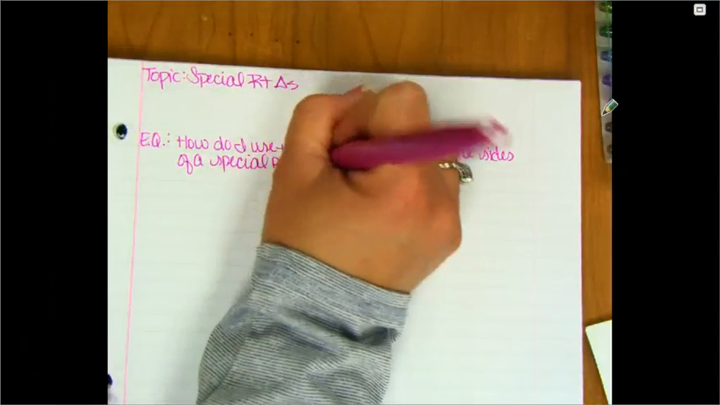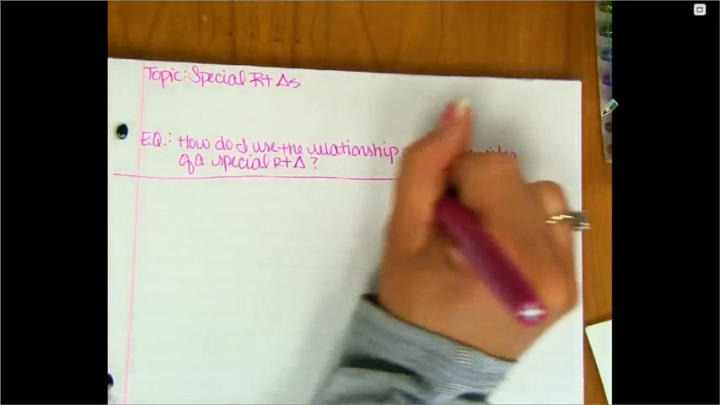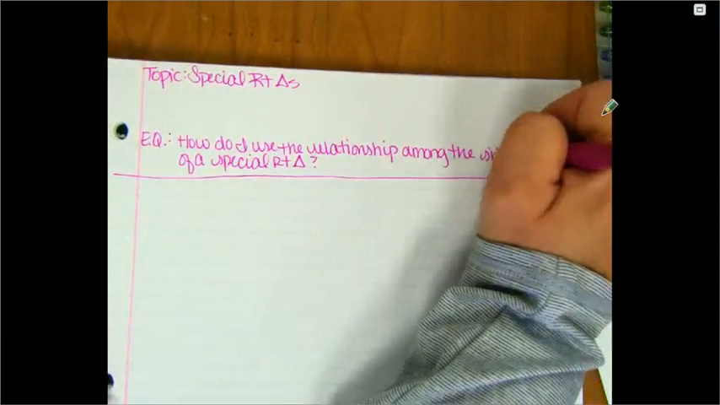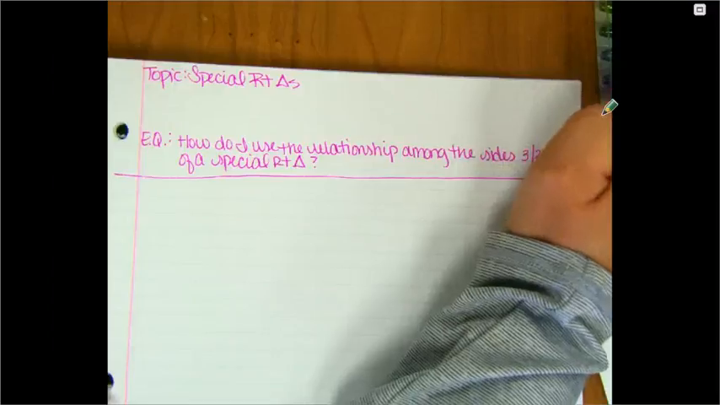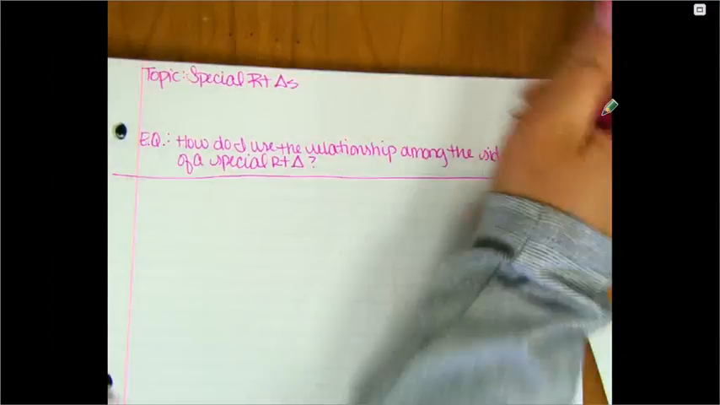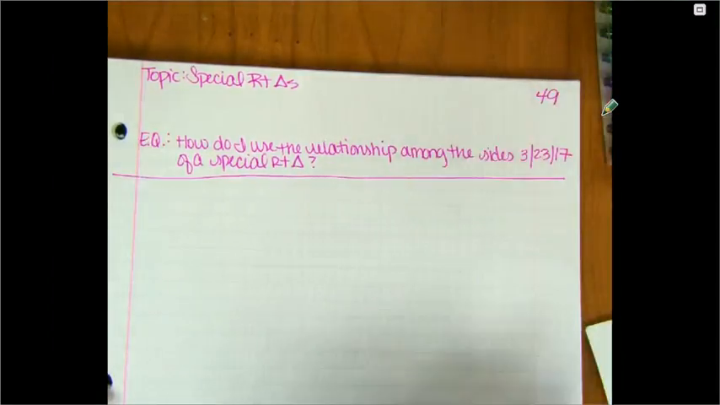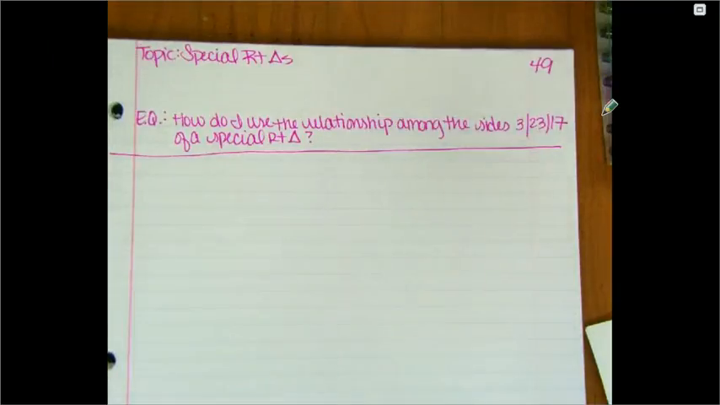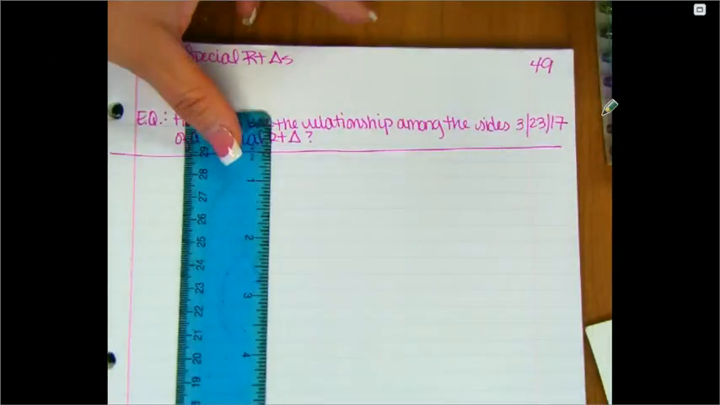Oh my gosh, that truck is annoying me. Alright, how do I use the relationship among the sides of a special right triangle? Today is the 23rd. But page 409? Yeah. Okay, thanks. Alright, so how do I use the relationship among the sides of a special right triangle?